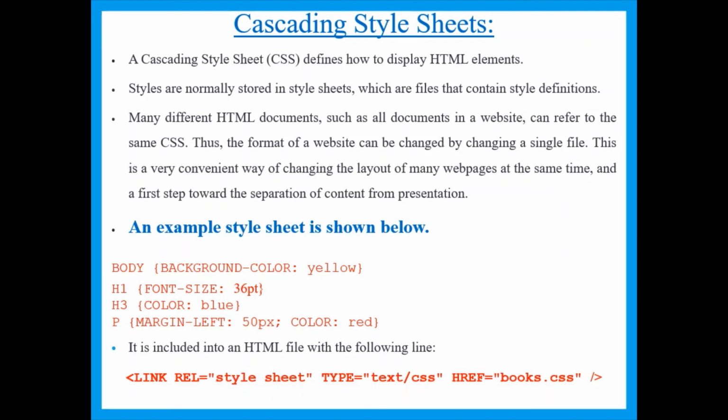Now, in order to deploy the CSS file into the HTML page, we make use of the link tag. Specify the type of the style sheet, the type is CSS, and the reference link is given as book.css. The book.css contains the properties which have been assigned to the style sheet. Here we made the body yellow, header 1 with a font size, header 3 blue, and the paragraph with a left margin and the color set as red. The same single CSS file can be used for any number of HTML files.